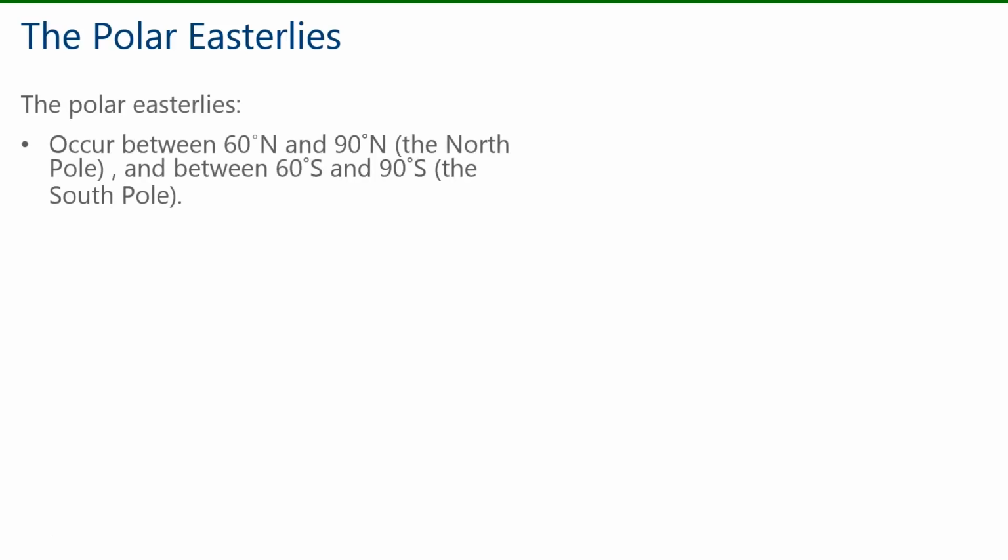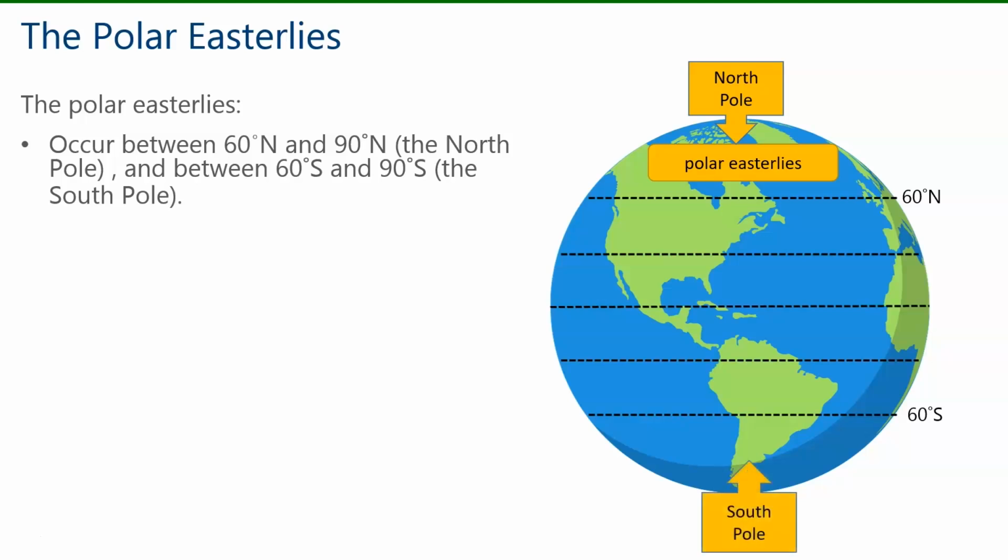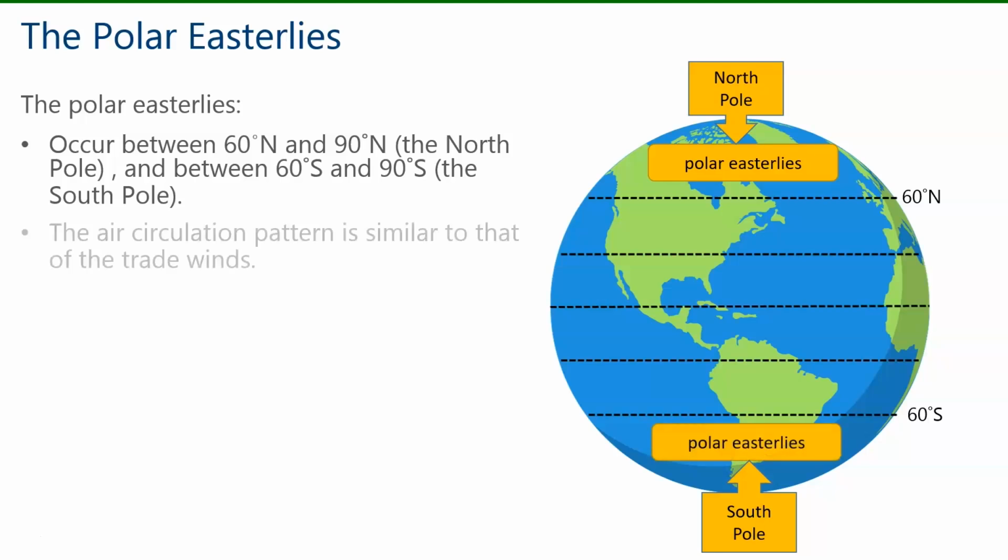The polar easterlies occur between 60 degrees north and 90 degrees north, which is the North Pole, and between 60 degrees south and 90 degrees south, which is the South Pole. So on our diagram, we see 60 degrees north marked off, and the North Pole is indicated. The polar easterlies occur in this region, and 60 degrees south is indicated, and the South Pole is right here, and we have polar easterlies also in this region. The air circulation pattern of polar easterlies is similar to that of the trade winds.